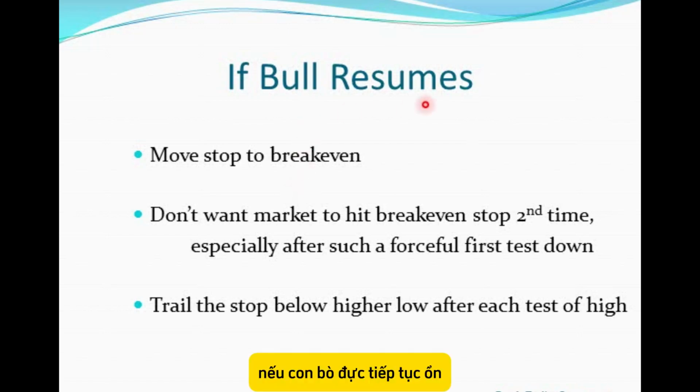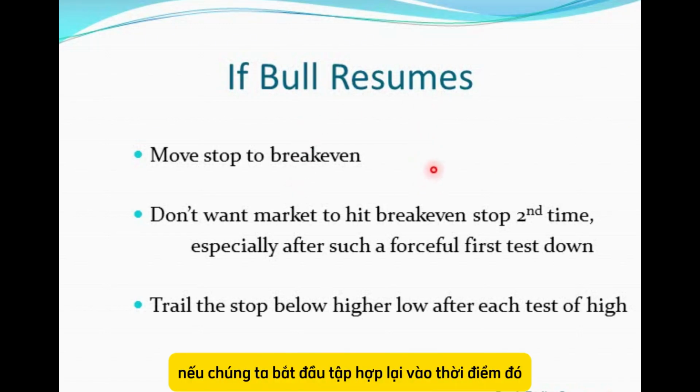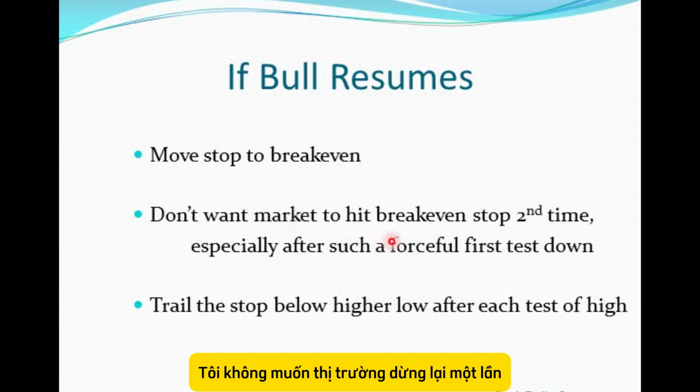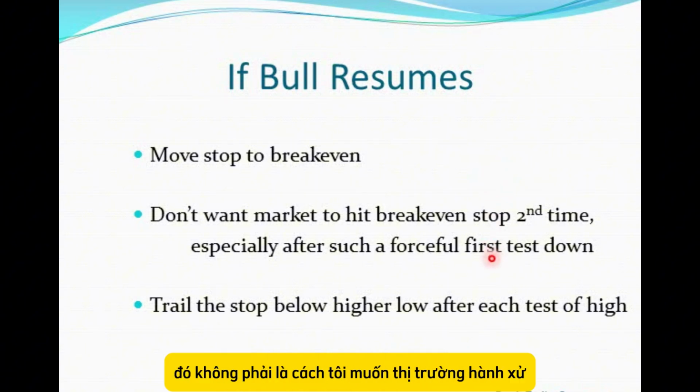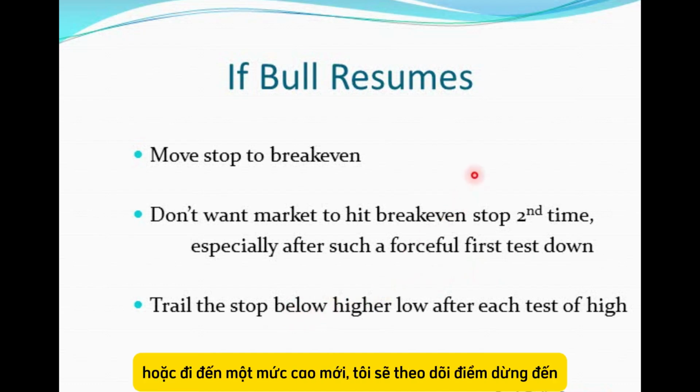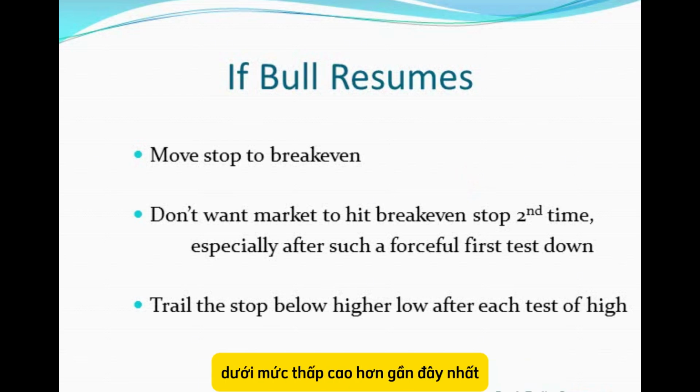If the bull resumes, if we start to rally again, at that point I personally would move my stop to break even. I don't want the market to hit the break even stop once, rally strongly, and then come back and hit my break-even stop a second time. That's not the way I want the market to behave if I'm looking for a swing long. And every time the market tests the high or goes to a new high, I'll trail the stop up to below the most recent higher low.